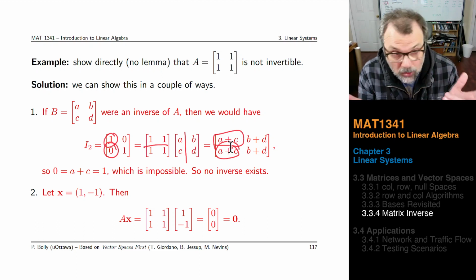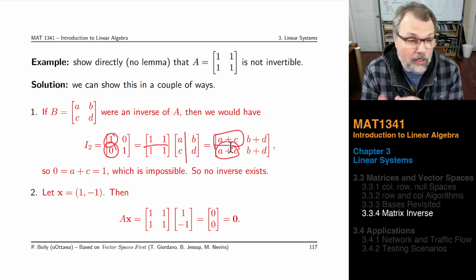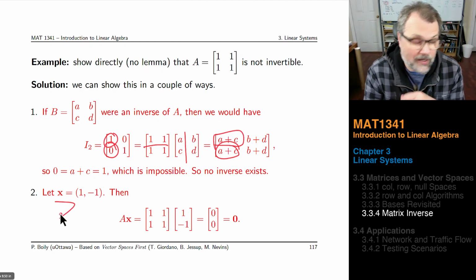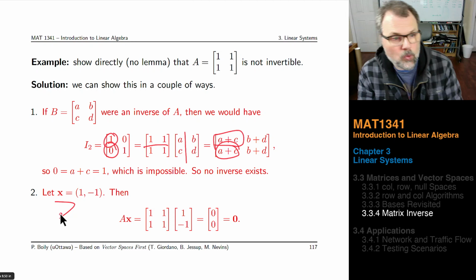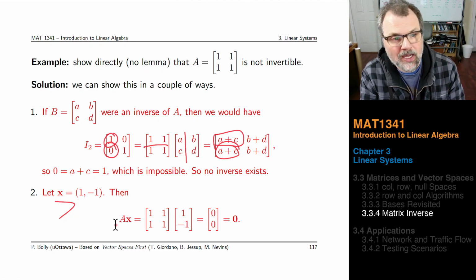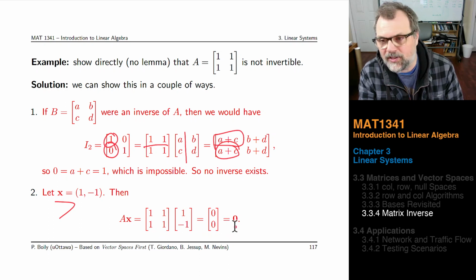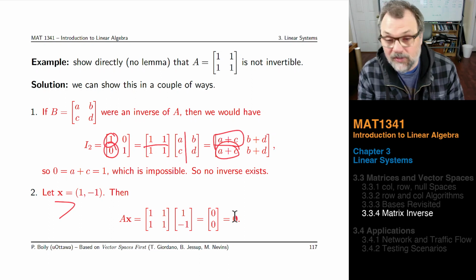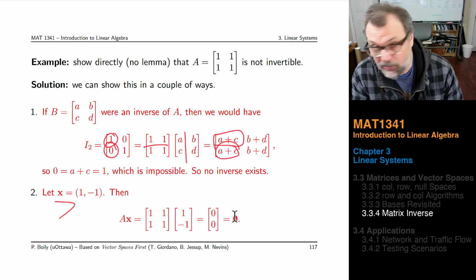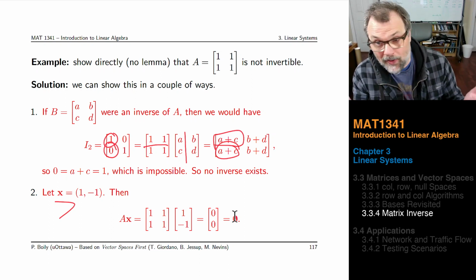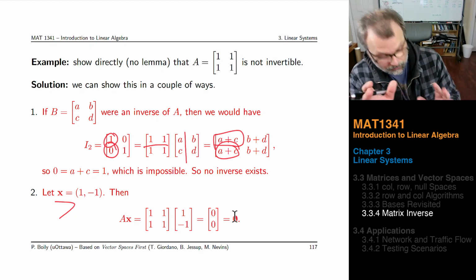Another way to look at the same problem, let's look at a specific vector x, which is the vector (1, minus 1). I'm going to multiply A by x. When I multiply A by x, I get 1 times 1 plus 1 times minus 1, which is 0. 1 times 1 plus 1 times minus 1, also 0. That gives me the 0 vector. Obviously, if you don't remember how to do matrix multiplication here, you're going to be SOL. So you need to remember how to do that.